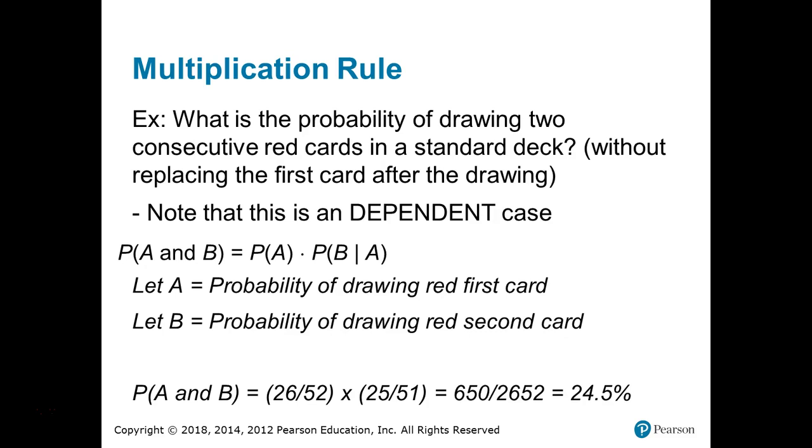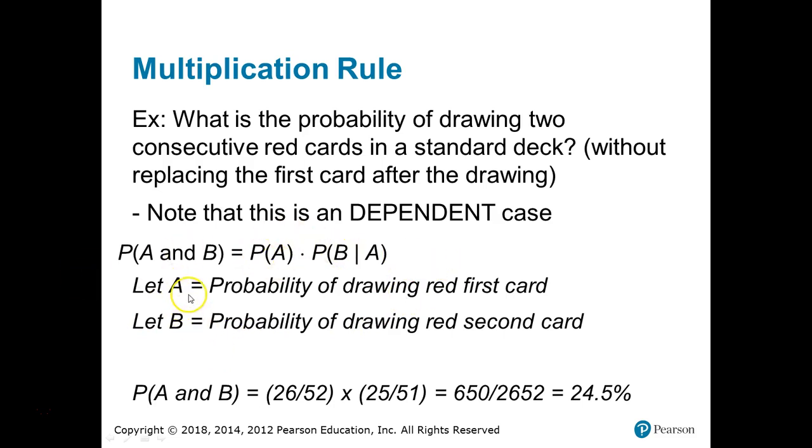Okay, let's look at another example. What is the probability of drawing two consecutive red cards in a standard deck, without replacing the card after the drawing? Basically, pick a card, any card. Then you look at it, and we're not replacing it. You're not putting it back in the deck. So that means it's a dependent case, since whatever card you draw the first time affects the probabilities of the card you draw the second time. So since it's dependent, it's going to be this equation right here.